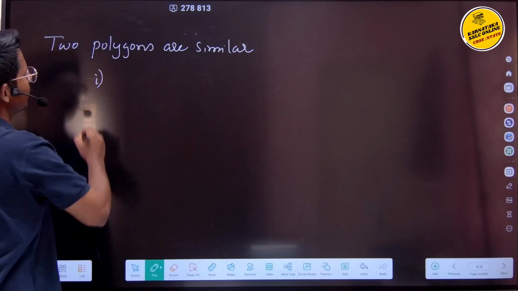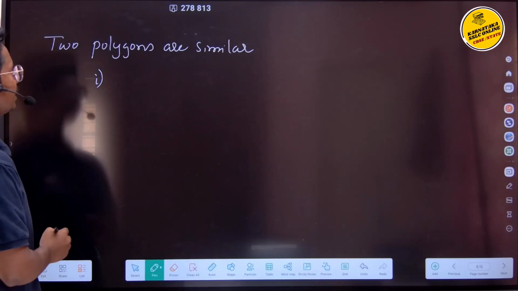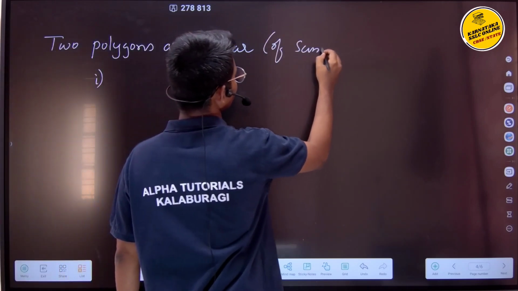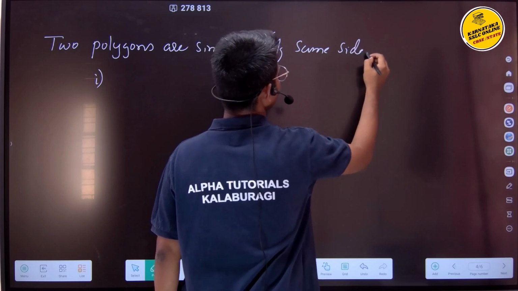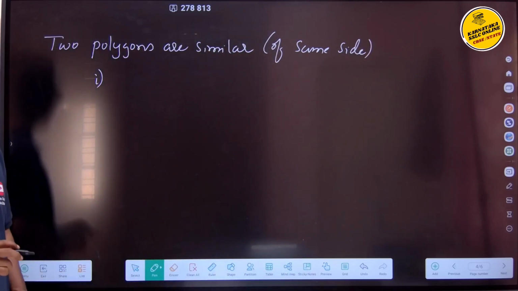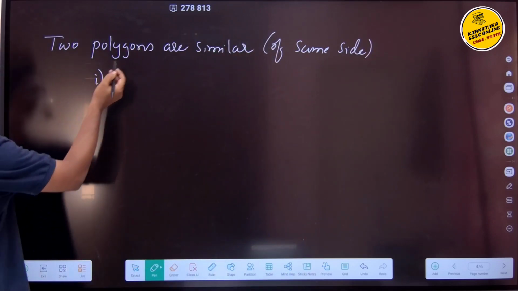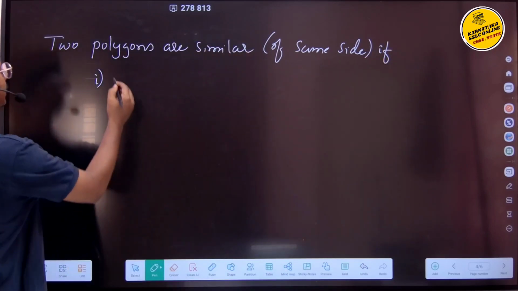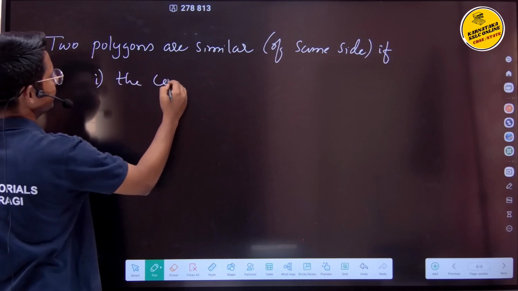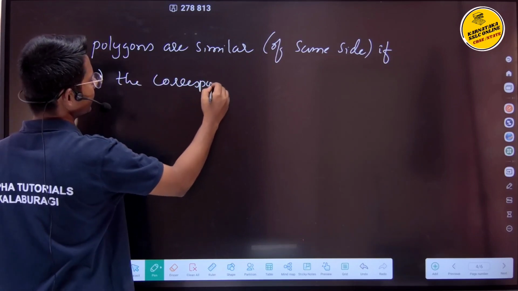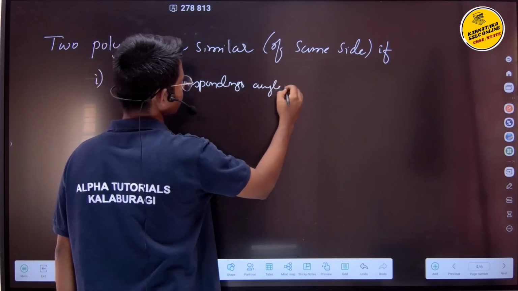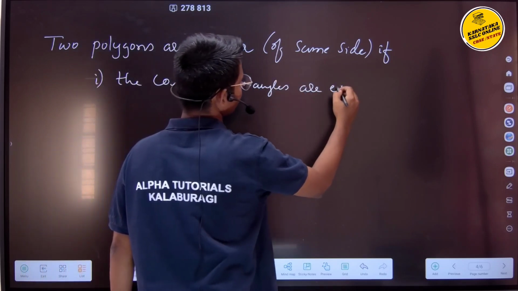Two polygons are similar if they have the same shape. So when can you say two polygons are similar? If the corresponding angles are equal.